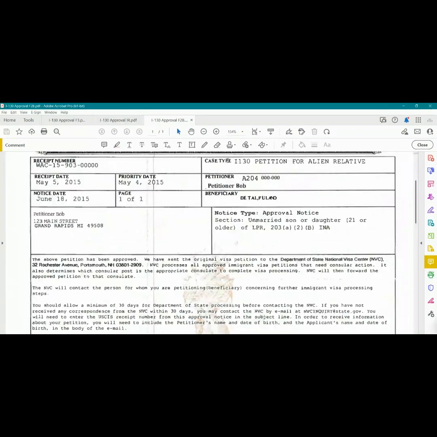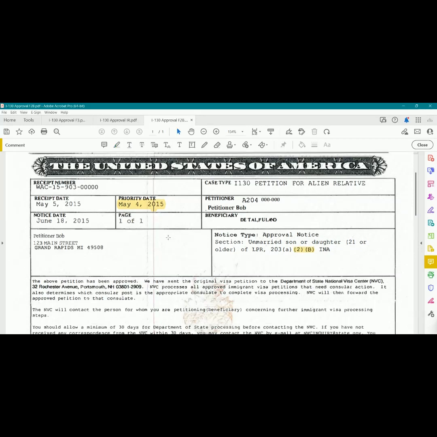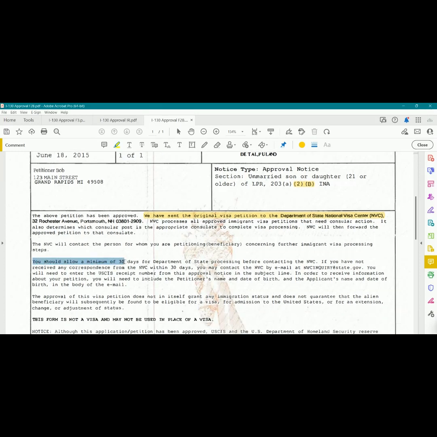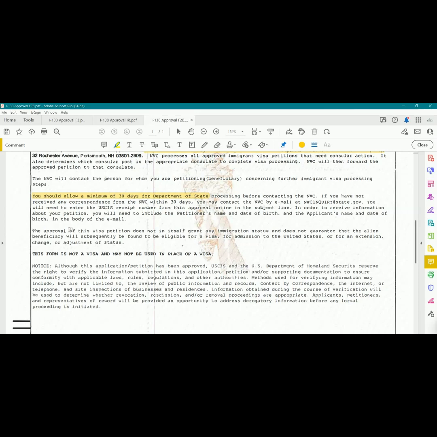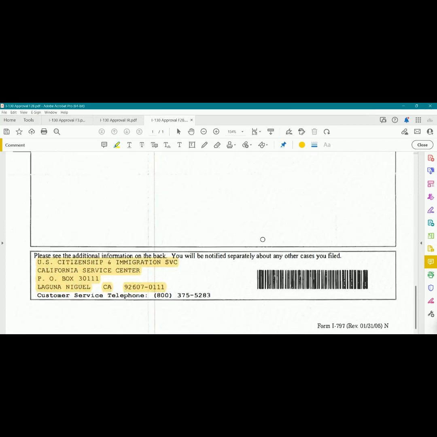Let's look at one more. Again, we have a receipt number. We know it's an I-130. We have a priority date. We have the section of law, unmarried son or daughter, 21 years or older of a legal permanent resident. We also call this a 2B petition. This approval notice indicates that the original petition has been sent again to the National Visa Center. They want you to allow a minimum of 30 days to hear from the National Visa Center. This approval does not grant any immigration status. And we know that this petition was processed in the California Service Center.